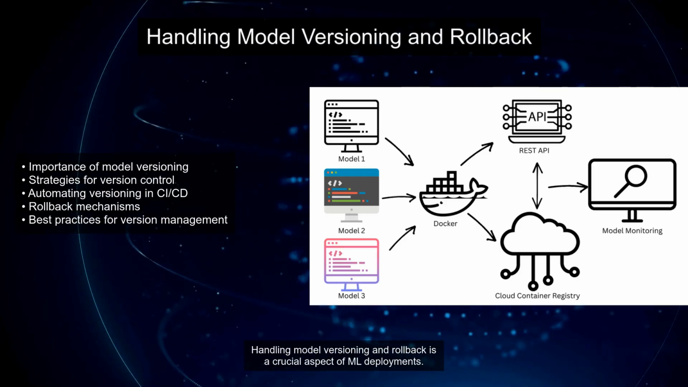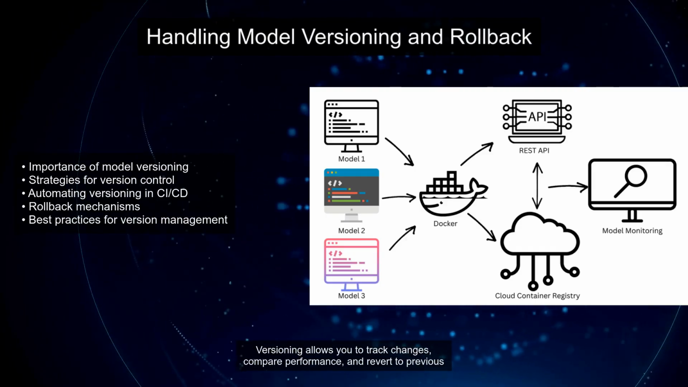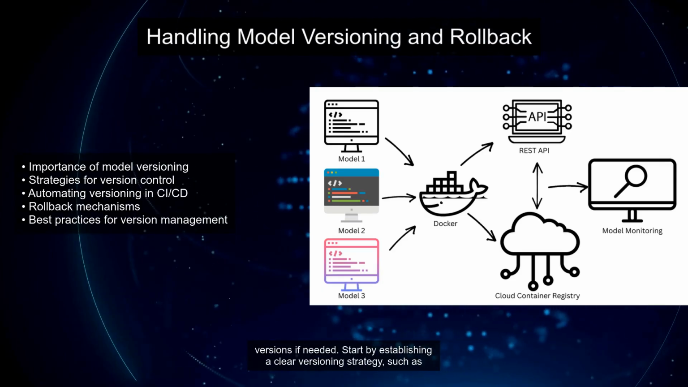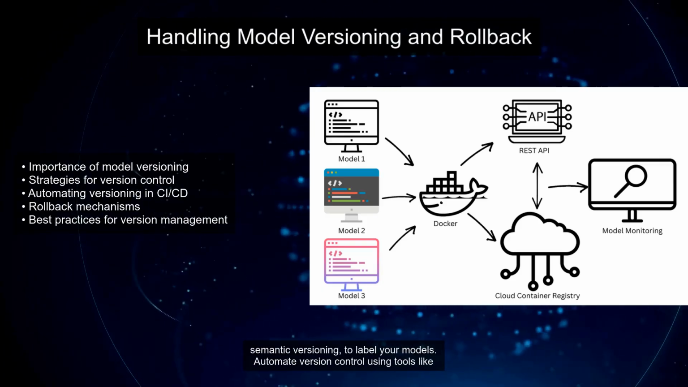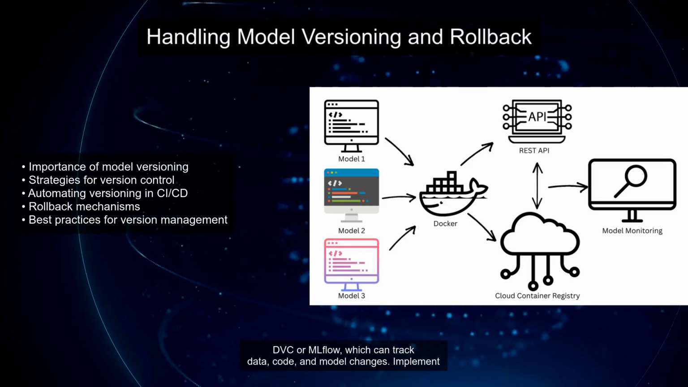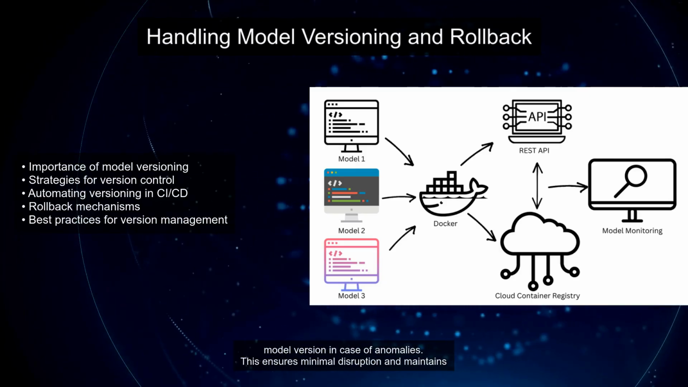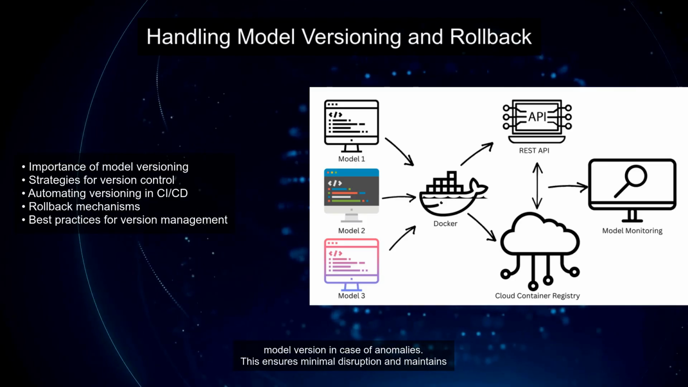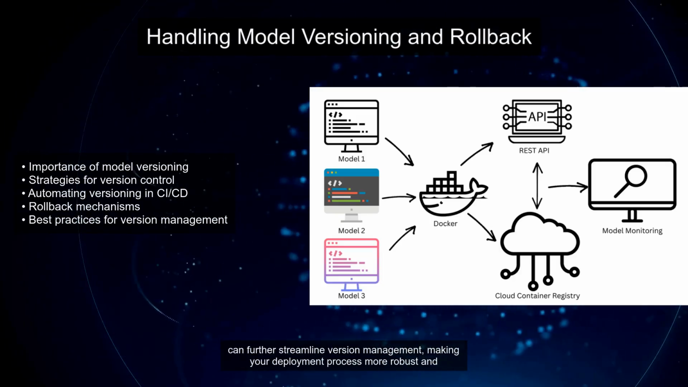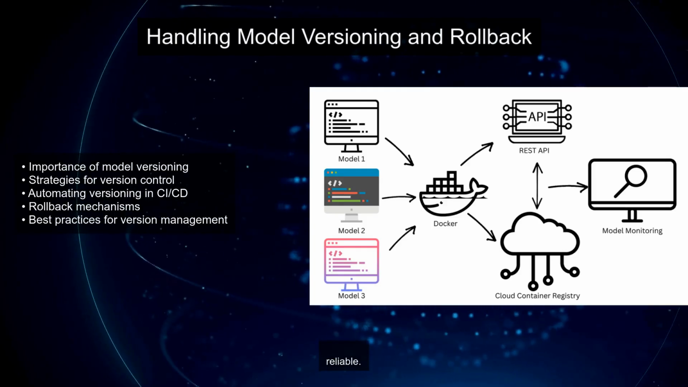Handling model versioning and rollback is a crucial aspect of ML deployments. Versioning allows you to track changes, compare performance, and revert to previous versions if needed. Start by establishing a clear versioning strategy, such as semantic versioning, to label your models. Automate version control using tools like DVC or MLflow, which can track data, code, and model changes. Implement rollback mechanisms within your CI/CD pipeline to quickly revert to a stable model version in case of anomalies. This ensures minimal disruption and maintains service reliability. Adopting best practices like documenting changes and testing before deployment can further streamline version management, making your deployment process more robust and reliable.